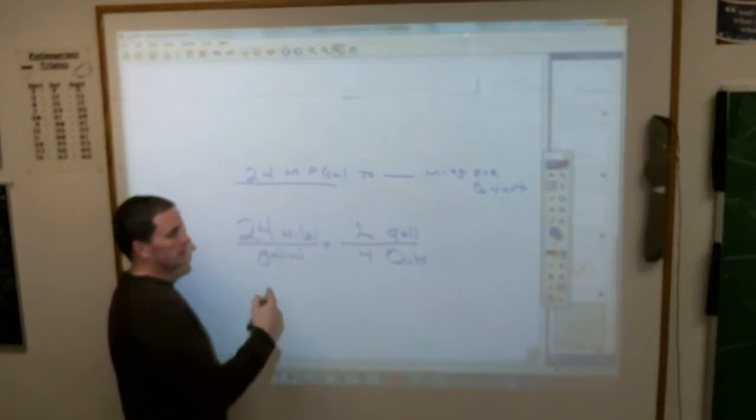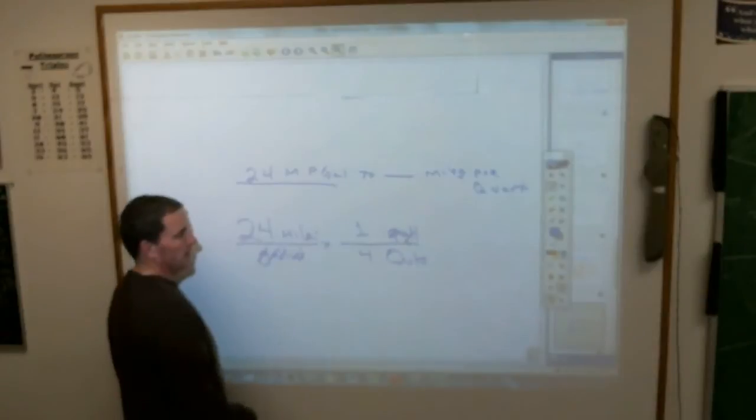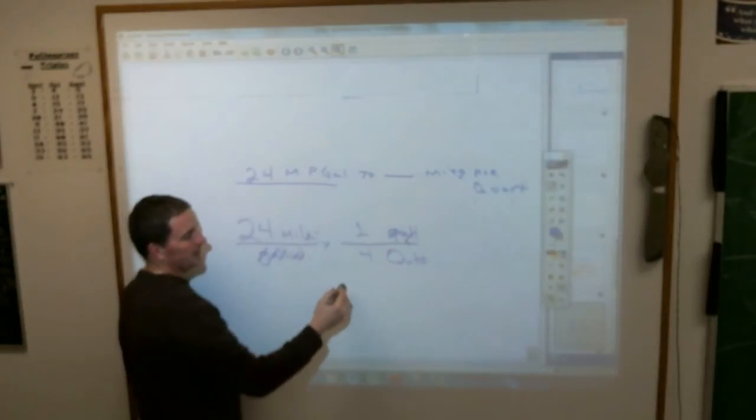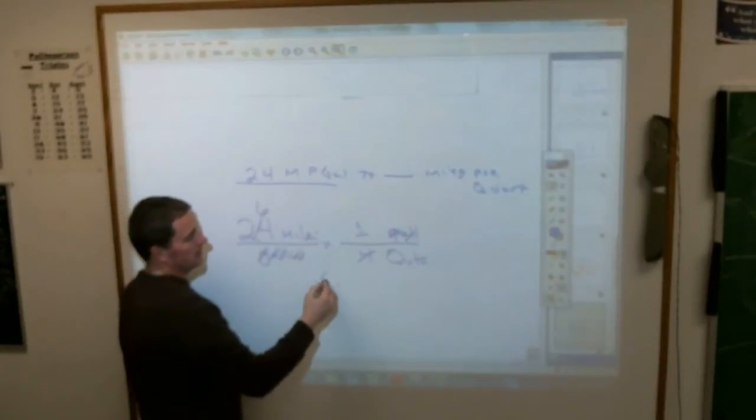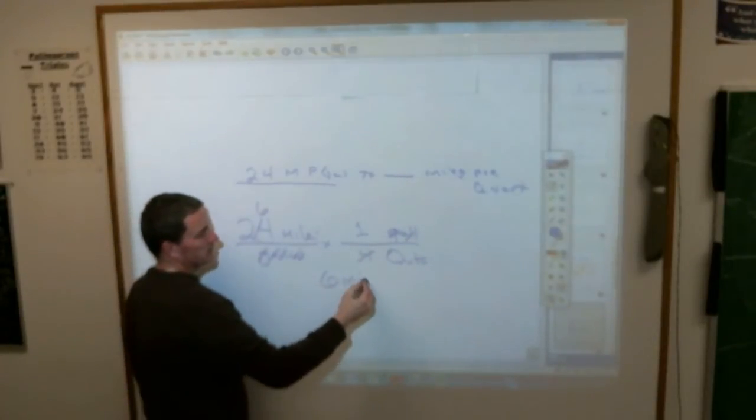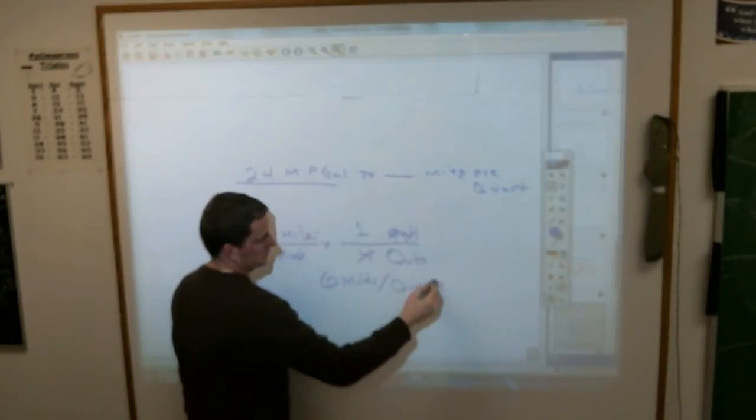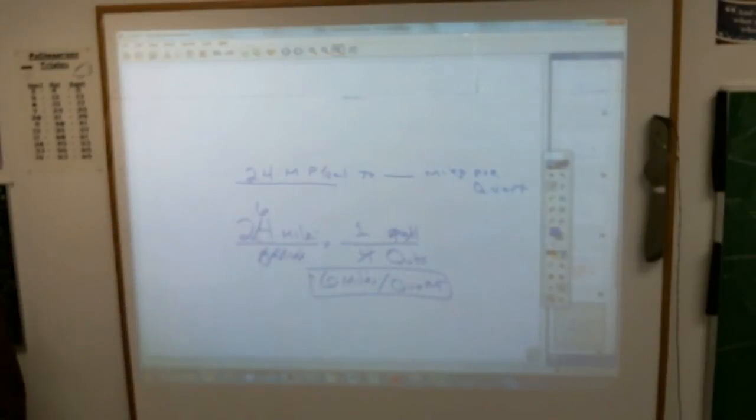And then look, what crosses off? The label gallons, which is what I wanted to get rid of. I'm left with miles and quarts, but now I have 24 over 4, which means I have to do that division. 4 goes into 24 6 times. So it's 6 miles per quart, which is what's left over. Doesn't that make your life easier? Is it not a lot of nothing?